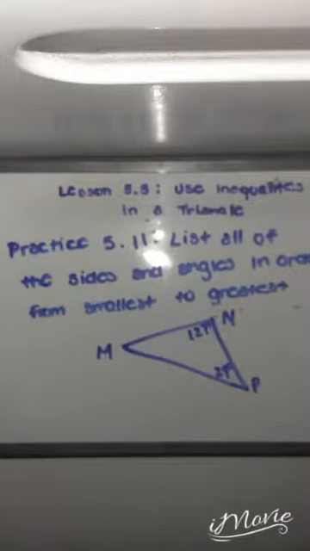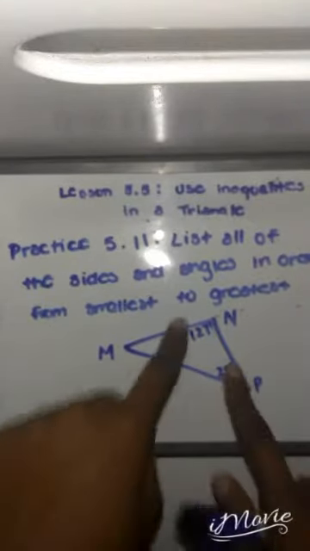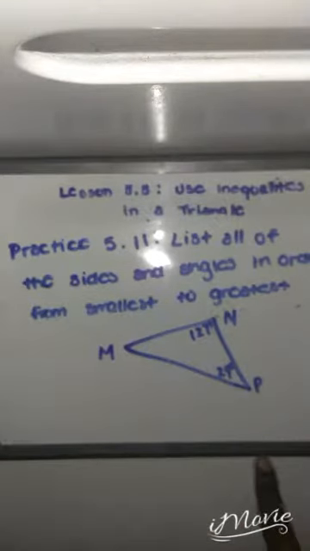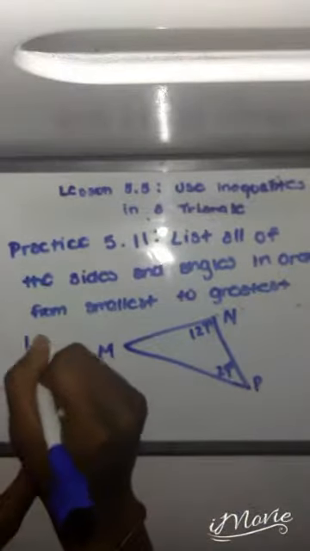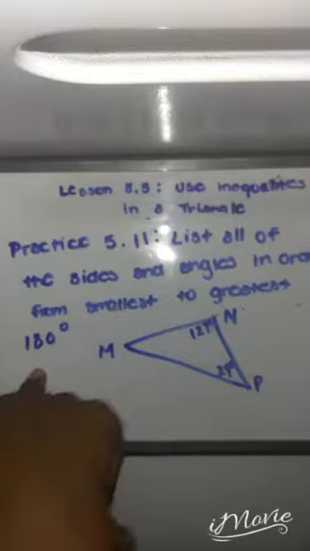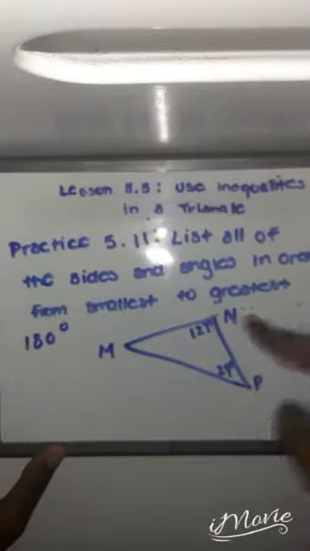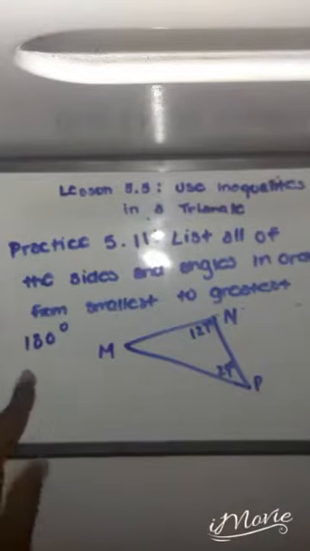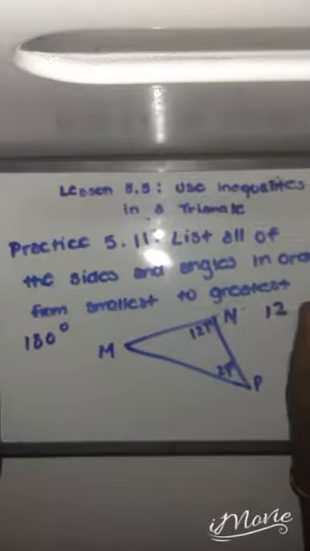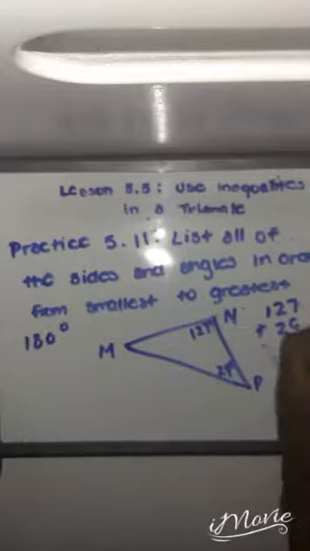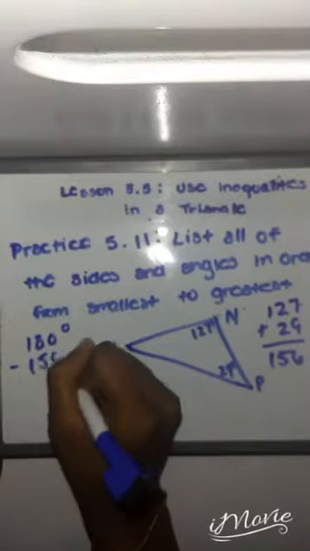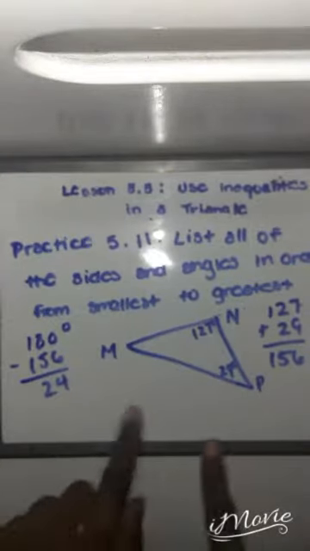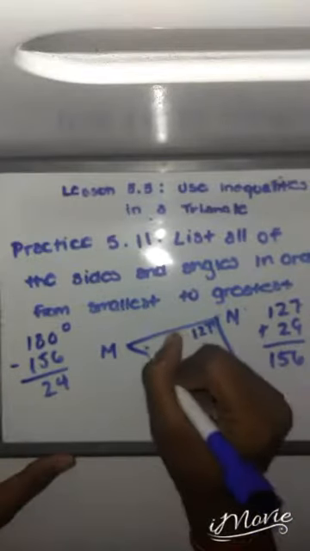Our second practice problem involves Theorem 5.11. This is the same concept as the last practice problem, although we are given the angle measurements as opposed to the side lengths. We do have to add an extra step, however, seeing as though we don't have angle measurement M. We do know that all the angle measurements of a triangle add up to 180 degrees. So that means angle N plus angle P subtracted from 180 will give you angle M. 127 plus 29 equals 156. 156 subtracted from 180 equals 24. The measurement of angle M is 24 degrees.